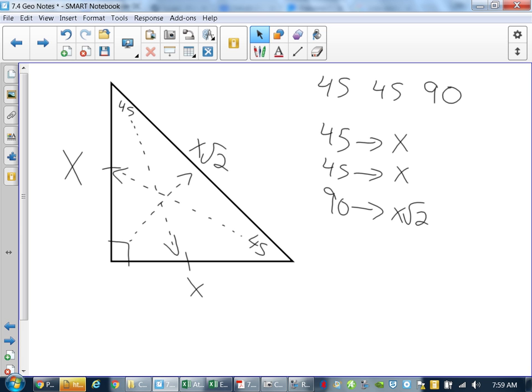The reason that I want you guys to get in the habit of doing this is because if you have a 45, 45, 90 triangle, and you know the side across from one of the angles, you can solve for all the other sides by using this little, what I call an algebra jig. You guys know what a jig is?